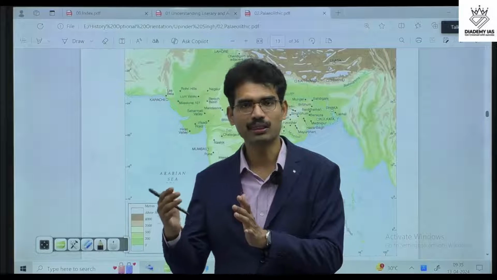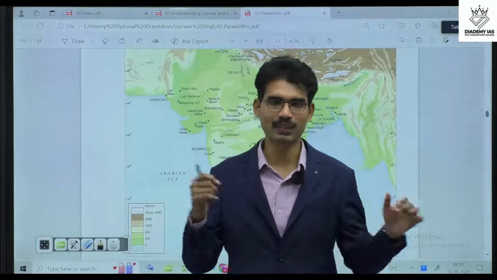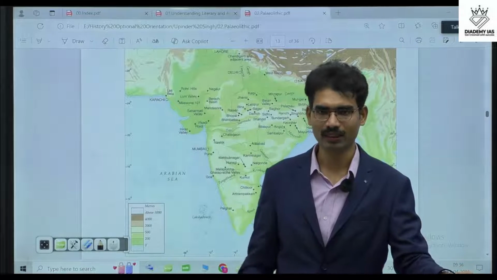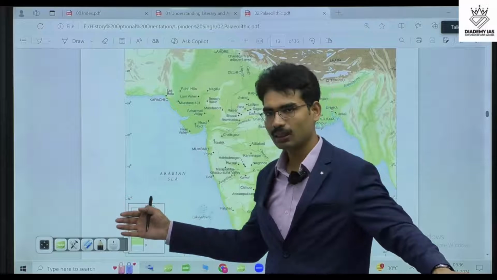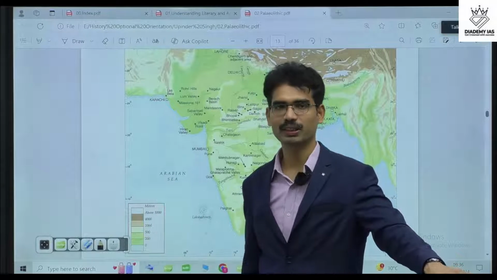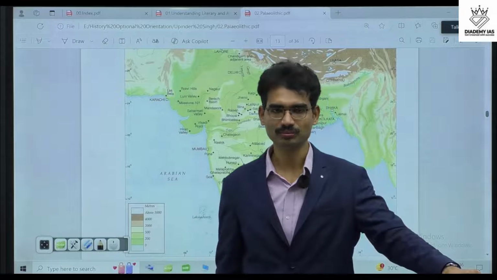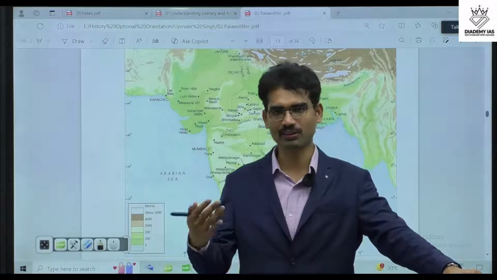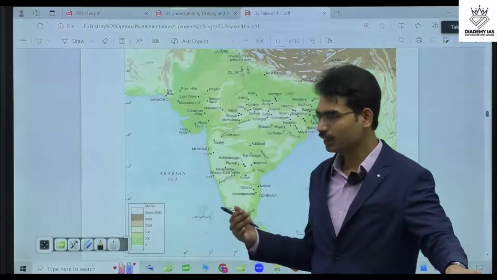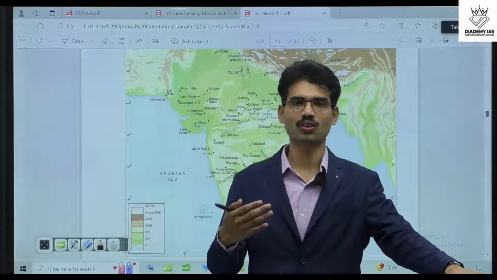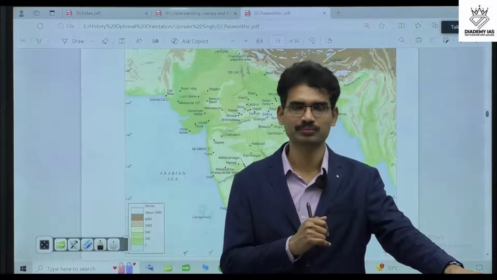The moment burnt brick comes, they can construct big buildings. Big buildings mean big cities will emerge. That is how the Paleolithic, Mesolithic and Neolithic settlements gradually laid the foundation for Indus Valley civilization. Indus Valley civilization is not a sudden one. Before it, Neolithic and Chalcolithic traditions laid a strong foundation for thousands of years.